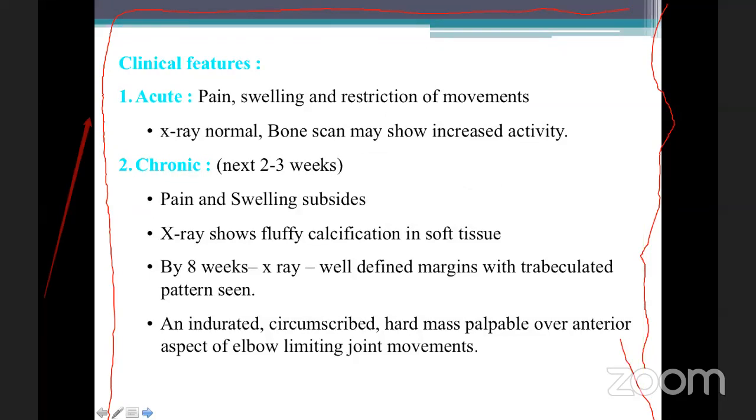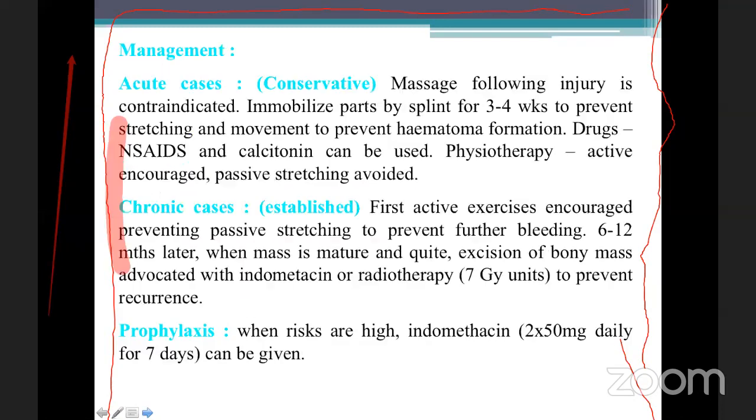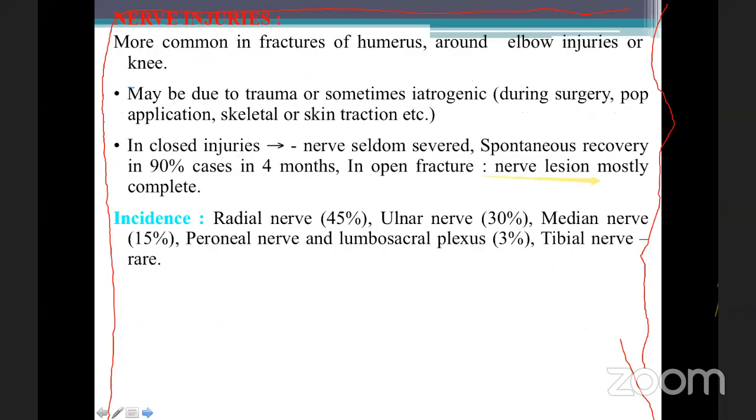So basically in the acute setting, there will be pain, swelling, and restriction of movements. And in the chronic setting, there will be maturation of the swelling, which is characterized by X-ray showing fluffy calcification. In acute cases, you need to immobilize the part by splinting. You need to avoid any sort of passive stretching to avoid further spread of the hematoma into the muscle tissue. In chronic cases, once the mass has matured, you can excise the mass and put the patient on indomethacin 50 milligram BD, or radiotherapy can be given if there is a chance of progression of the disease.